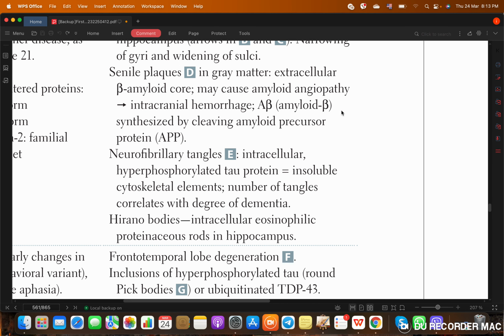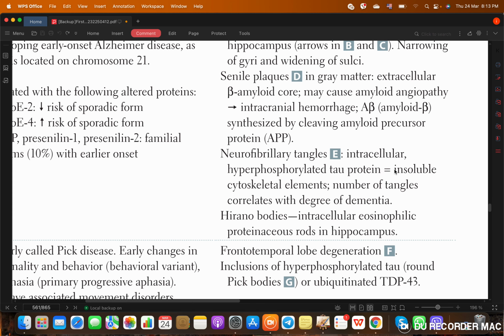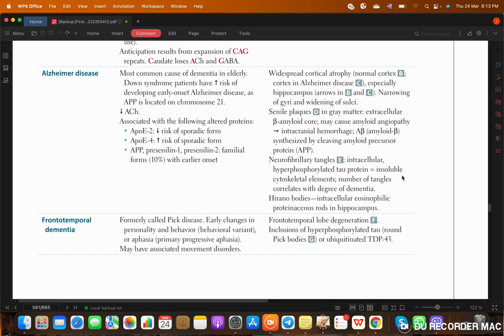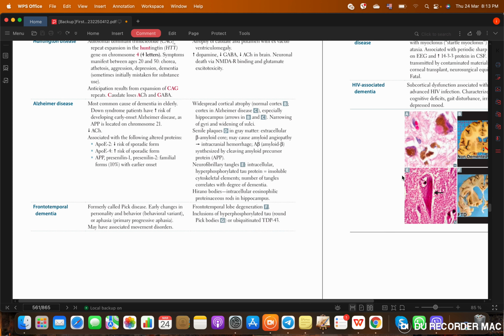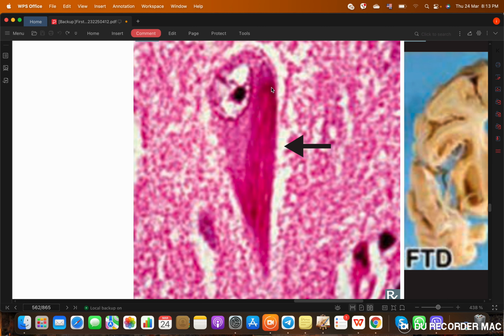So amyloid beta is synthesized by cleaving of the amyloid precursor protein, which is increased in case of Down syndrome, right? Neurofibrillary tangles can be seen as well, which are basically intracellular tangles that are made out of tau protein. If you see this structure, this is not the tangles. The tangles is the thing inside of it. I'm going to draw it here, and then I'm going to remove it. I hope you see it.